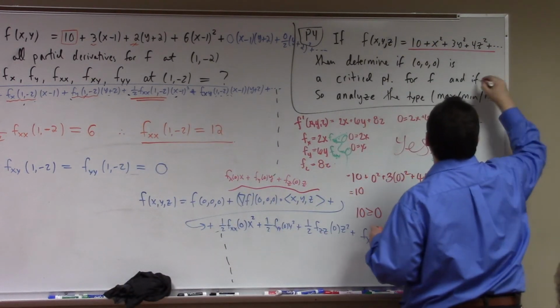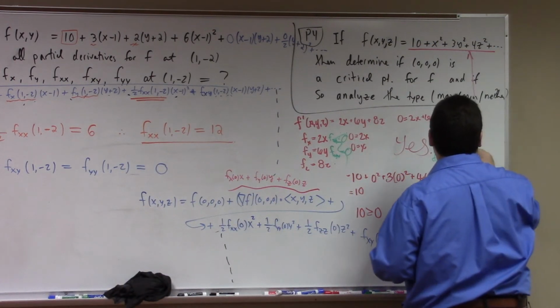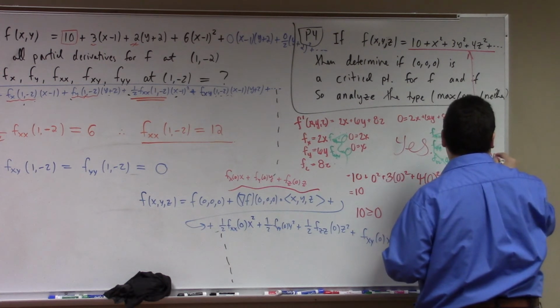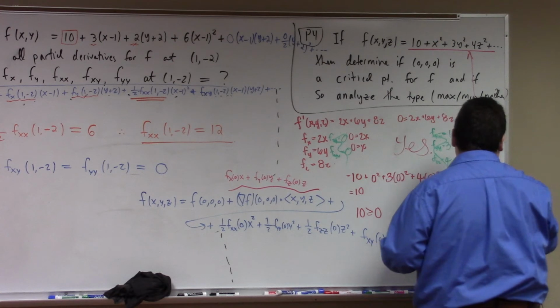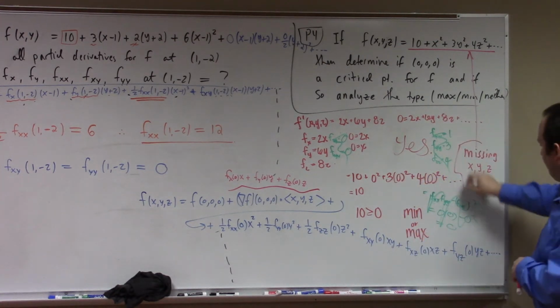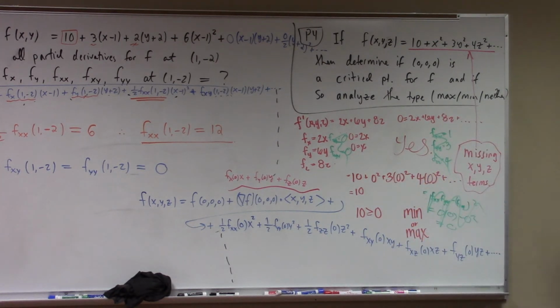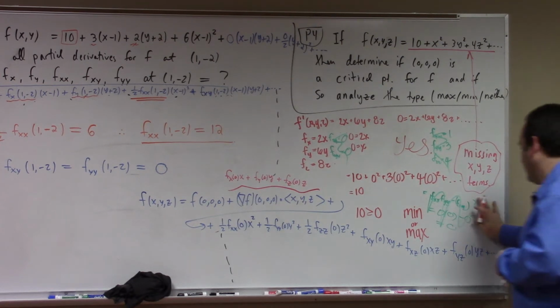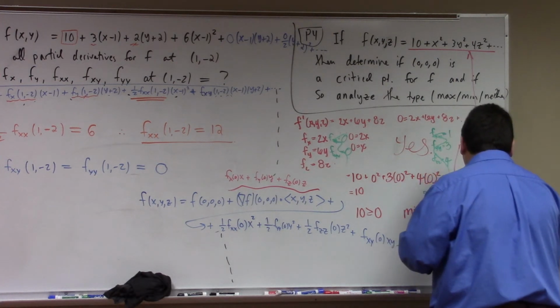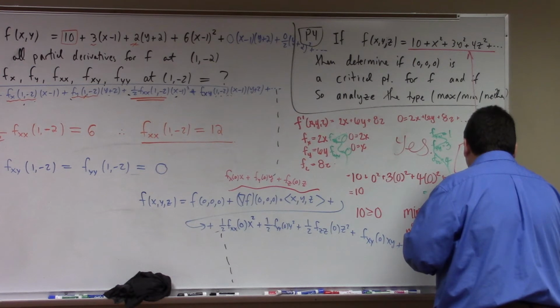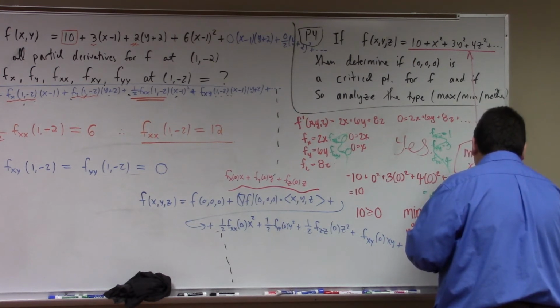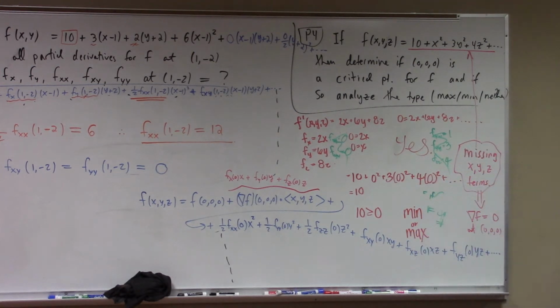Because when we look at this right here, what's missing? Just plain x, y, z terms. They're not there. That means the gradient of f is equal to 0 at 0, which is to say that it's a critical point.